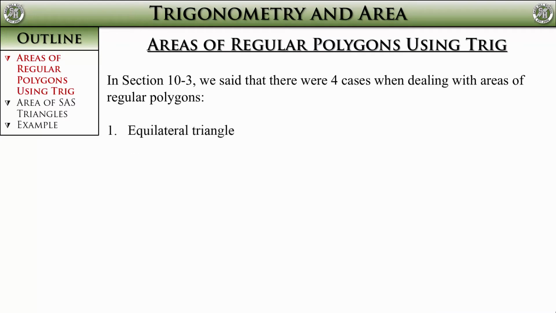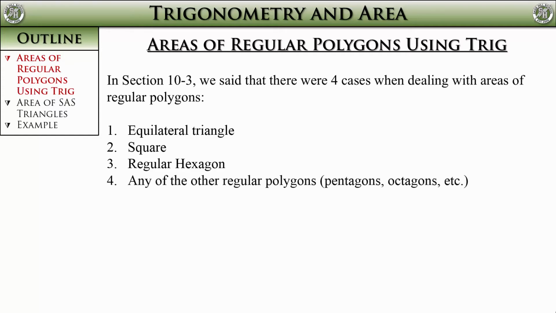them. Equilateral triangles, squares, and hexagons all ended up with special triangles formed by a radius and an apothem. All of them could result in exact answers. Section 10.3 dealt with these three cases. The fourth case encompassed all of the rest of the regular polygons, pentagons, octagons, and the rest.